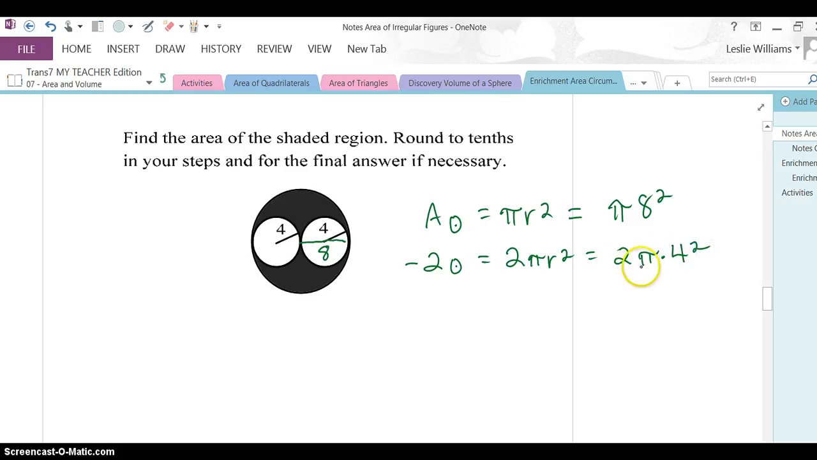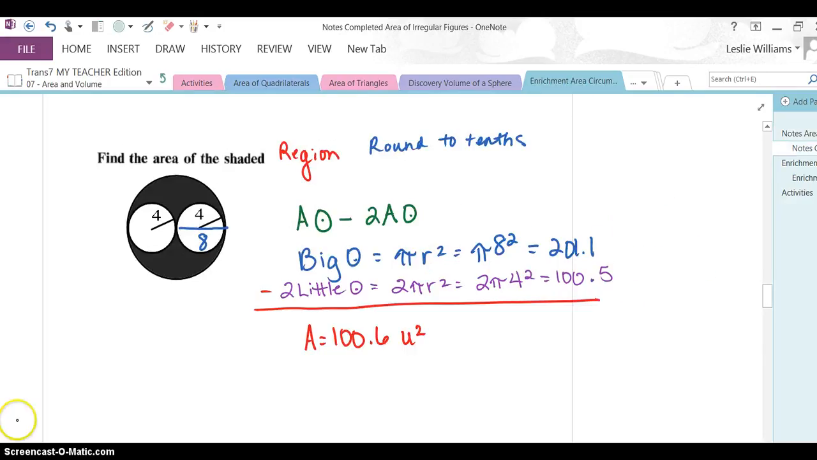And notice I put that 2 in front of the pi r squared. Since there's two circles, it just makes the math go faster. And now use your calculator and check back. The area of the large circle should be approximately 201.1 units squared.